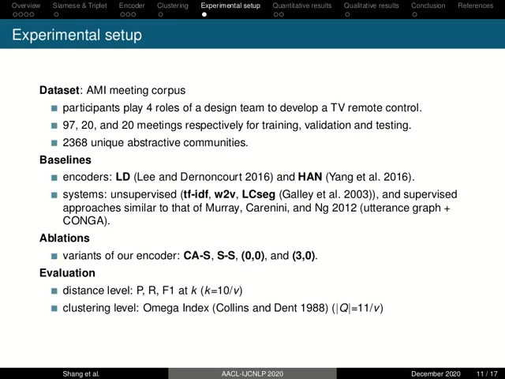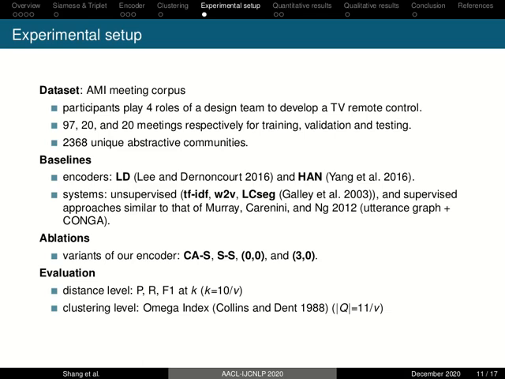We evaluate our encoder and four variants against two baseline encoders, LD and Han. LD is a sequential sentence encoder. Han is a hierarchical self-attentive network. We compare our full pipeline against supervised systems based on TF-IDF and word2vec features, and LCSeg, which is a topic segmenter used in the previous works.